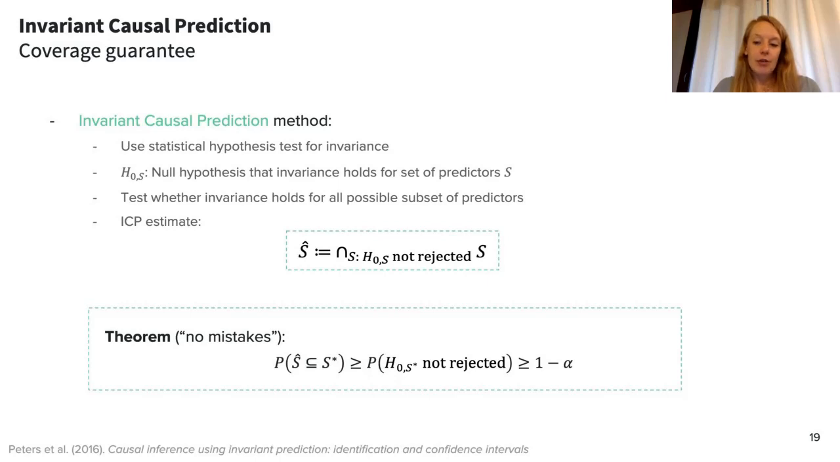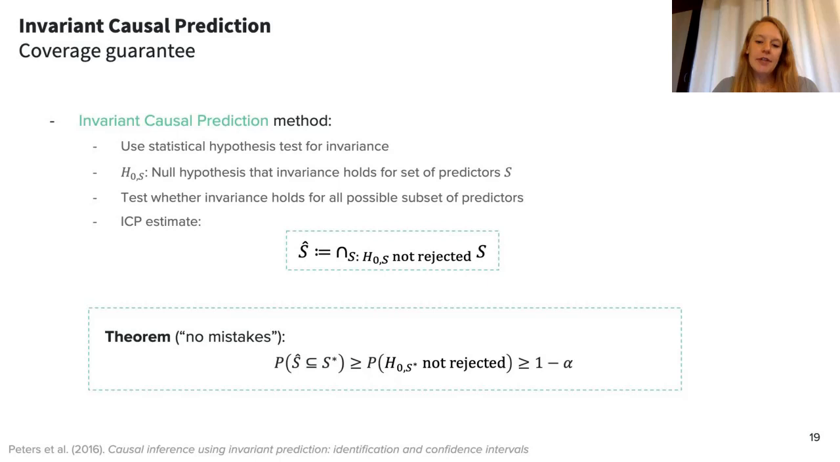And now the probability of not rejecting S star is larger than 1 minus alpha, where alpha is just the chosen significance level of this test we use. And that is the case because we know that the null hypothesis is true for S star. So in other words, what we see here at the bottom is that S hat will not contain any false positives, that is variables that are not parents of Y with high probability.